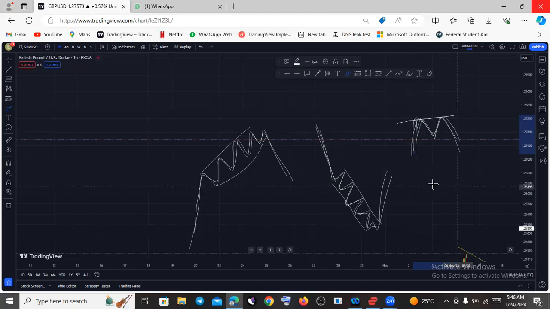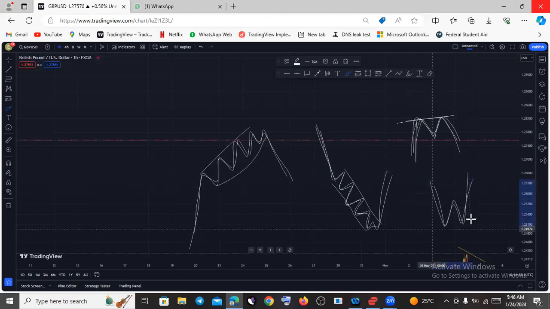So we also have the double bottom. These double bottoms are also reversal patterns. So if the market is going to drop and then forms these equal lows, anticipate the market will reverse.